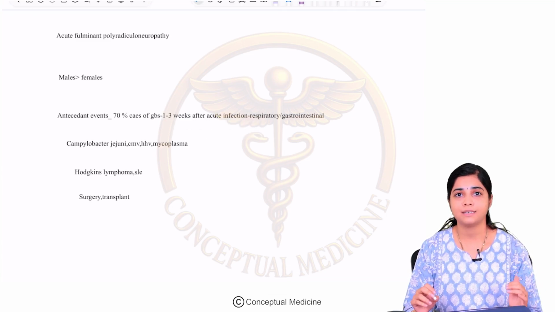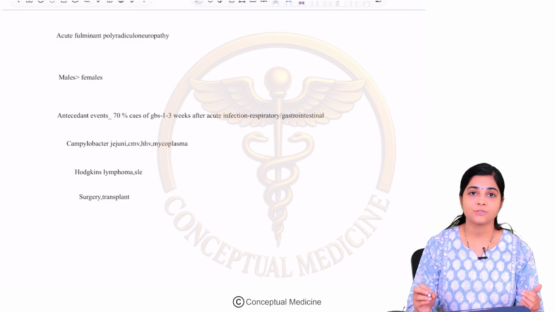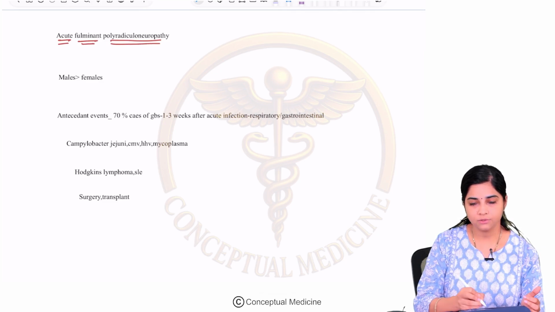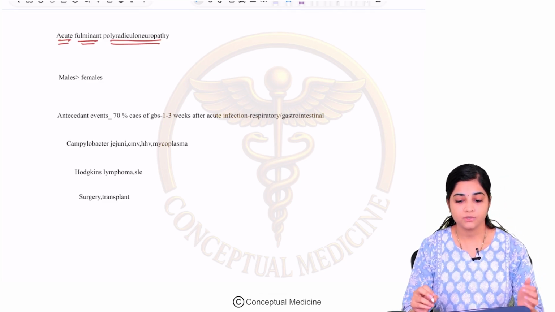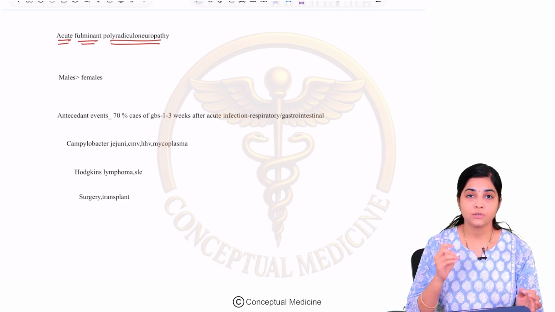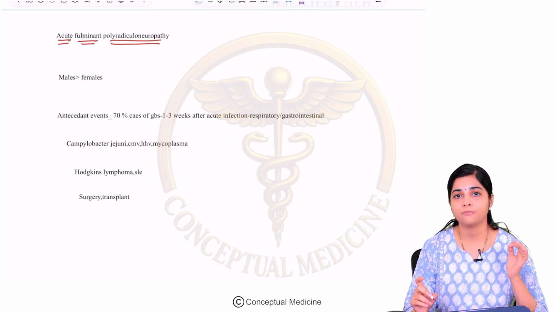So what exactly is this GB syndrome, or Guillain-Barré syndrome? This is basically an acute onset fulminant polyradiculoneuropathy, right? Every word in this sentence is very, very important. So what does this mean? The onset is acute. The onset of what? The onset of weakness is acute. It is explosive in onset.